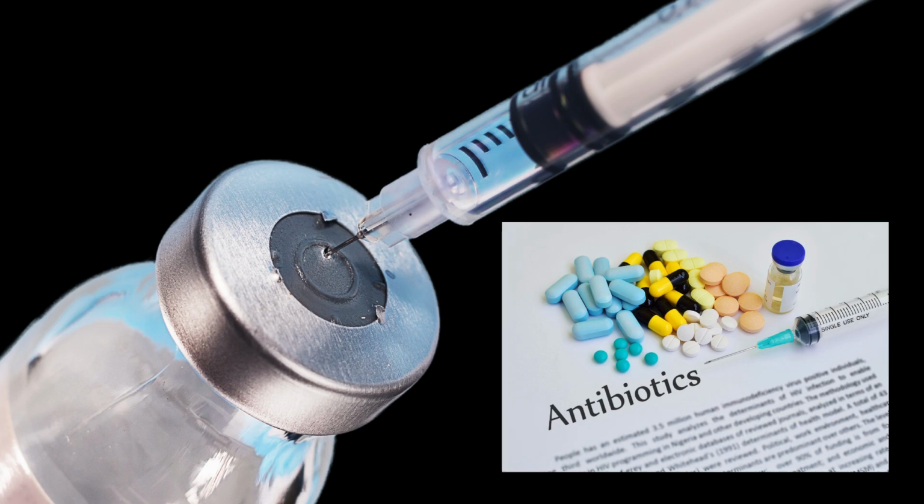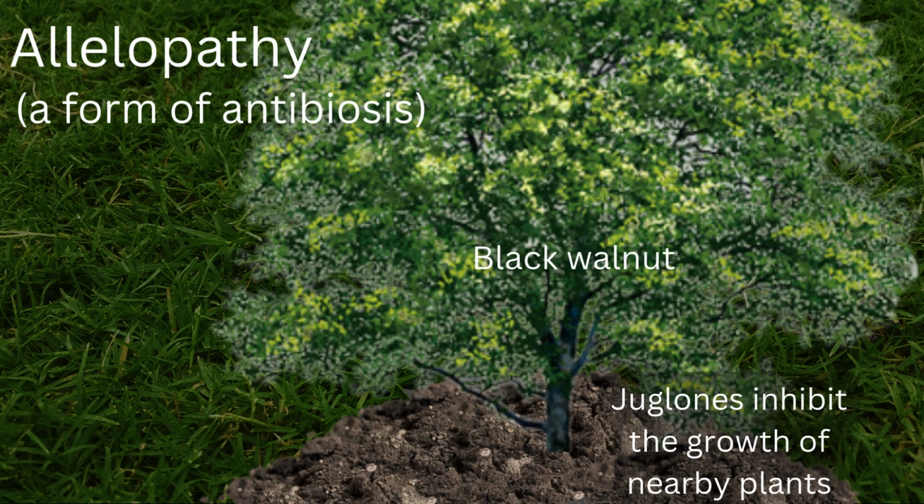This discovery led to antibiotics, which are now widely used to treat bacterial infections. Some plants, like black walnuts, produce chemicals called juglones from their roots. Juglones inhibit the growth of nearby plants, preventing competition for water and nutrients. This type of chemical warfare is an example of allelopathy, a form of antibiosis.